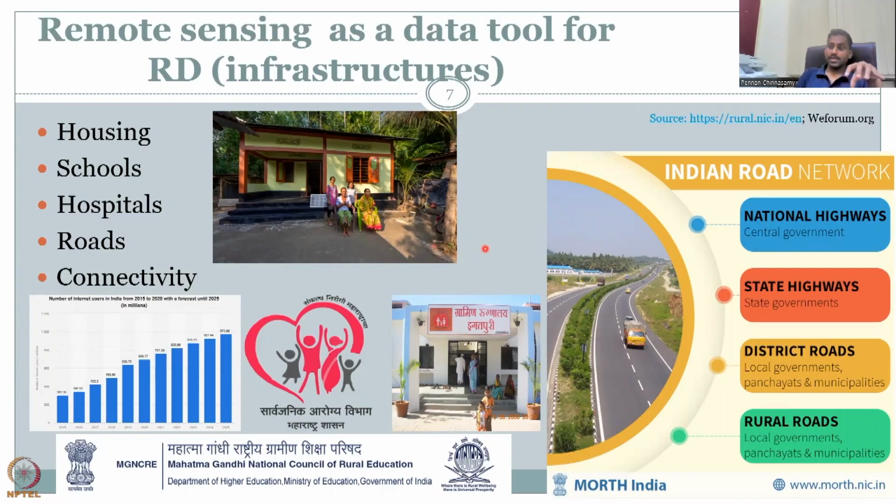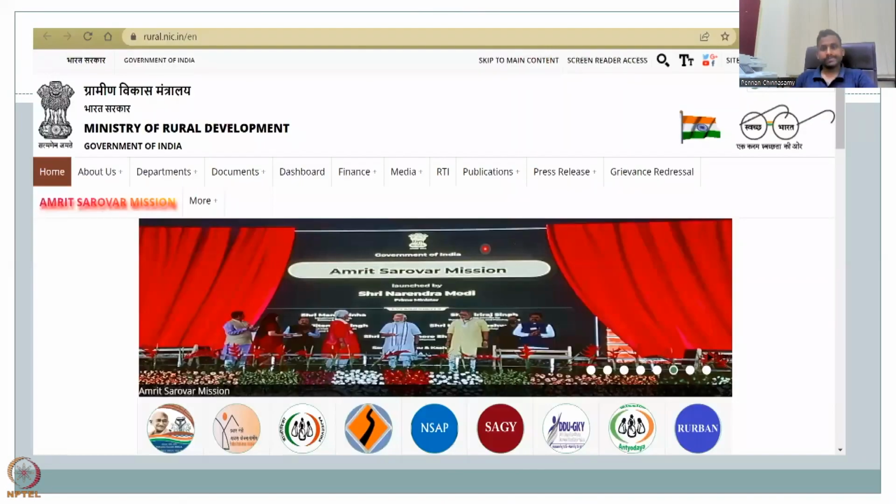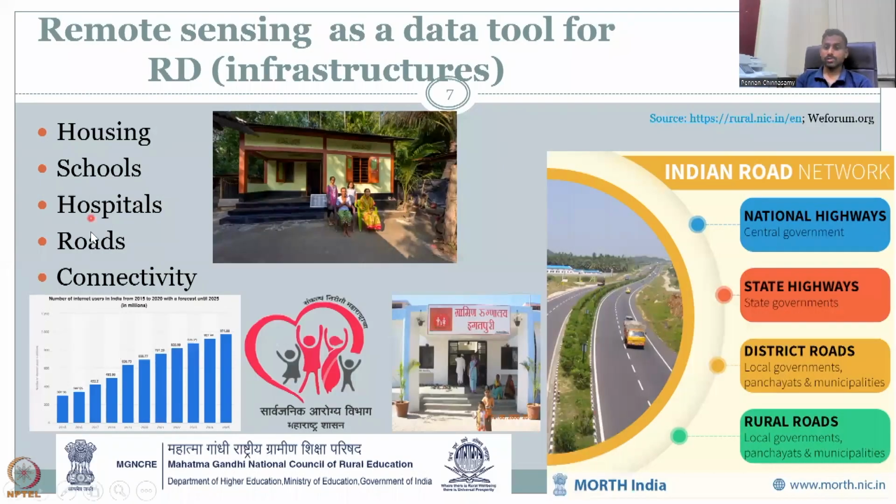And there are multiple schemes that the government is working on in addressing all of this, which I have captured in the next slide. If you look at this slide that we discussed, we clearly mentioned where the government focuses under the Ministry of Rural Development. You could see all the different schemes that are given below, which tie back to this slide: housing, schools, hospitals, roads, and connectivity.